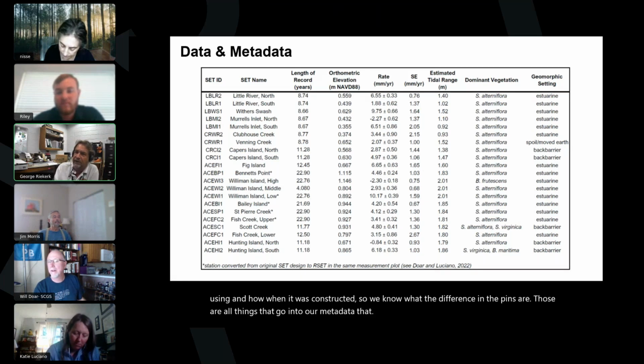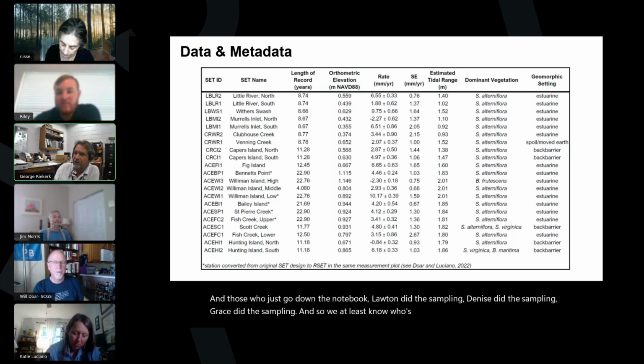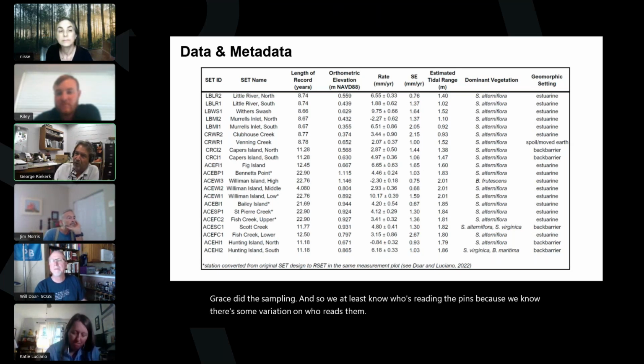We know who did the sampling. We know who did the recording, because those just go down in the notebook. You know, Lawton did the sampling, Denise did the sampling, Grace did the sampling. And so we at least know who's reading the pins, because we know there's some variation on who reads them. So ultimately, the more the better. Just providing a list helps, because that'll remind us to collect it.